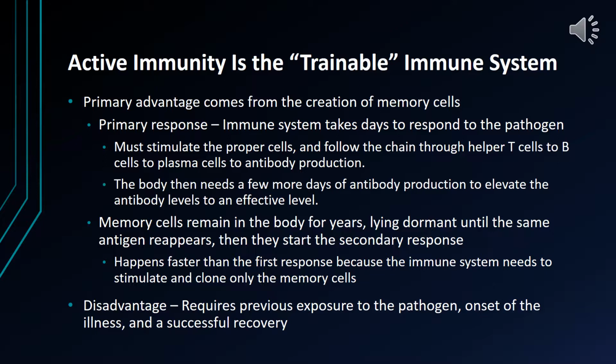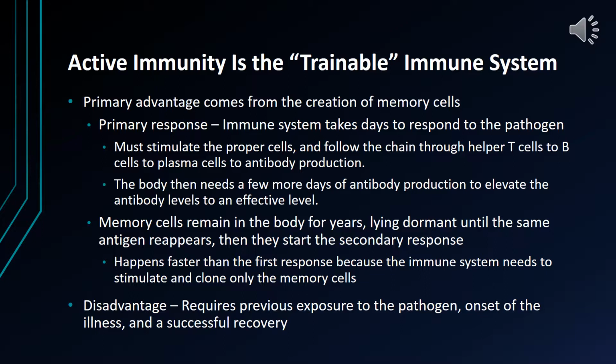Active immunity is the trainable part of the immune system, and the primary advantage of this type of immunity comes from the creation of memory cells. So initially, when we're infected with a pathogen, our immune system carries out a primary response, which may indeed take days to respond to the pathogen. Here we must stimulate the proper cells and follow the chain through helper T cells to B cells, and then to plasma cells, and finally to antibody production by those plasma cells.